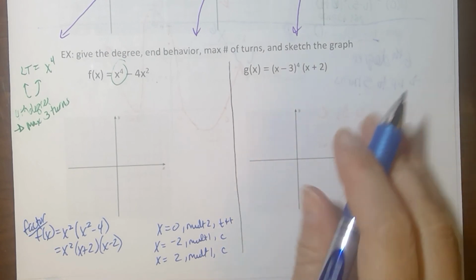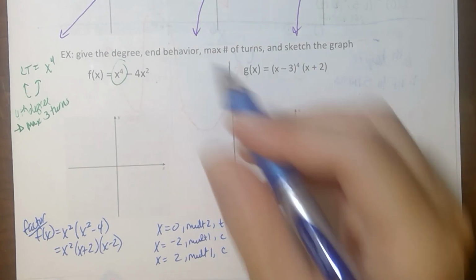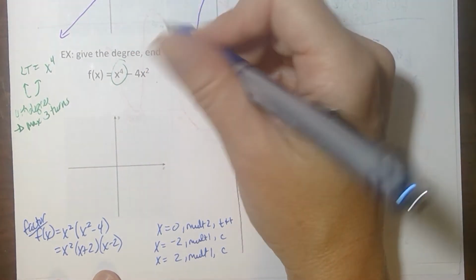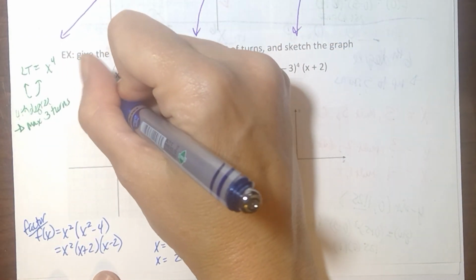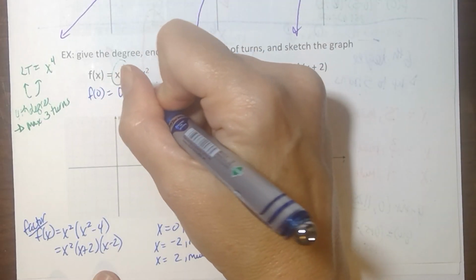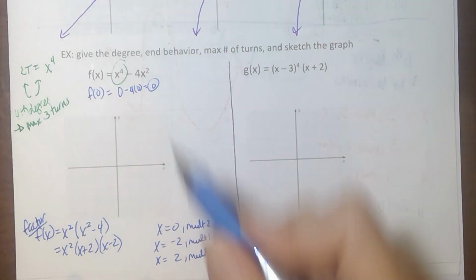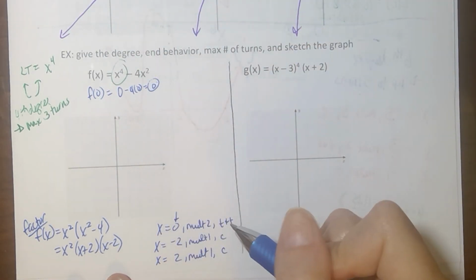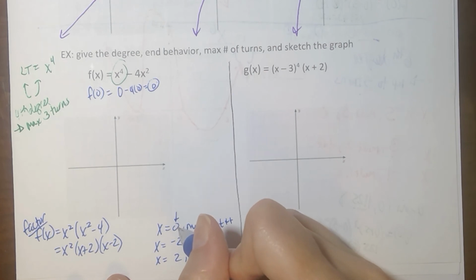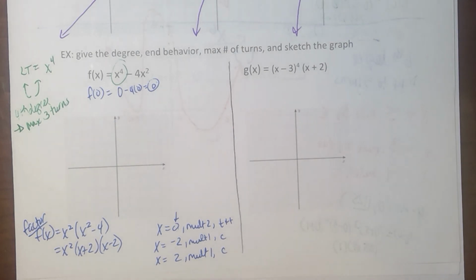The only other thing I really need is my y-intercept, where x is 0. If x were 0, I would have 0 minus 4 times 0, which is just 0. So I know that my graph goes through the origin. That y-intercept is also the x-intercept. Anytime I have a 0 for x, that's my y-intercept as well.